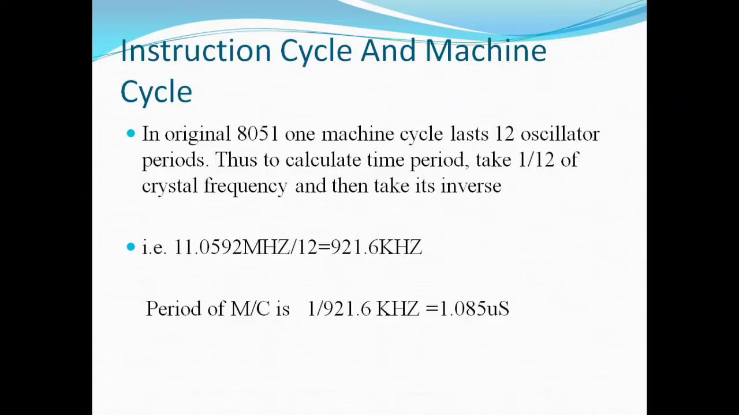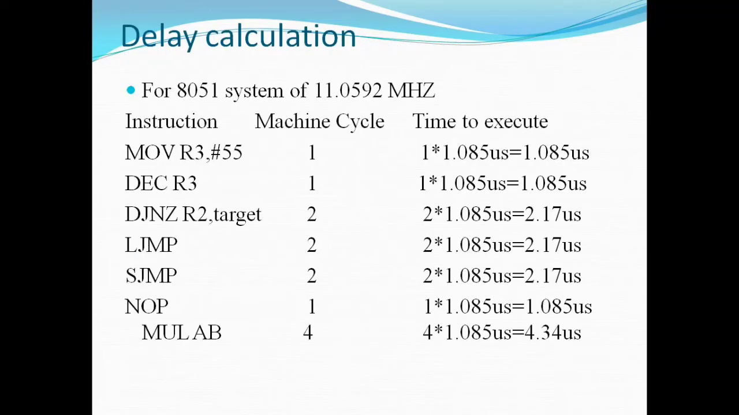But if you go for the other versions of the controller, then you will find that the number of oscillator periods required for one machine cycle is different. So if the controller is different, then you have to consider that value. This we are discussing for the original 8051 microcontroller.